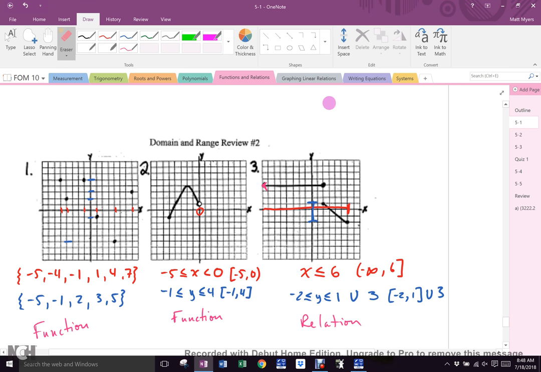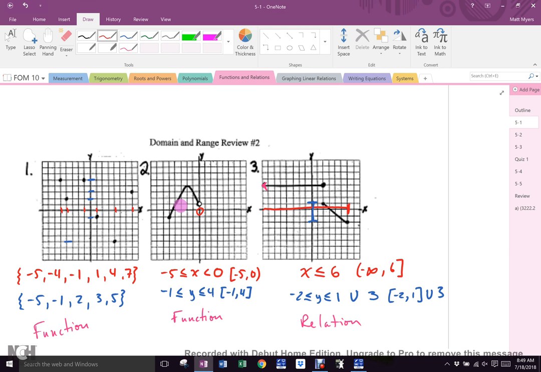Now, somebody usually says, okay, well, if that dot doesn't exist, then how come it's in the range? Why is it in the range? Because that range value of 1 exists right over here. Everybody understand? Okay. Any questions? Going once. Jimmy.